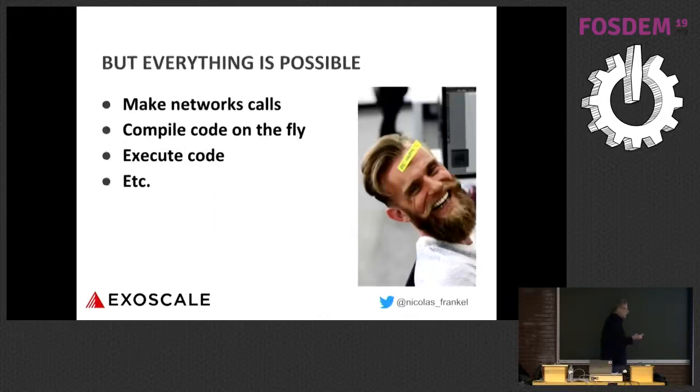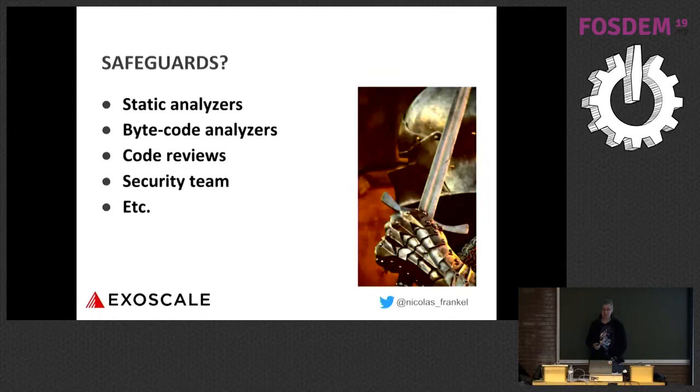But actually, the JVM allows practically everything. You can make network calls. You can compile code on the fly. You can execute the same code on the fly. And perhaps it's not that good an idea. So what can we do to check that?